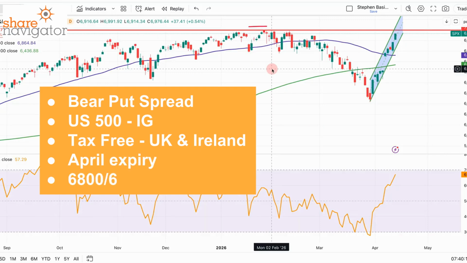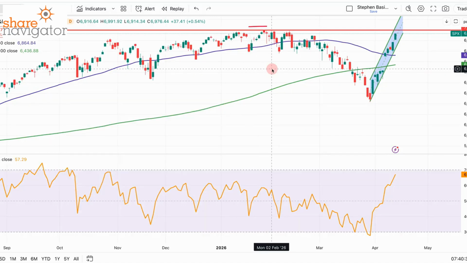So that's going to be beneficial for people in the UK and Ireland who can put on a bear put spread tax-free. The principles are the same, so for people who are viewing this outside of the UK and Ireland, you can do this in your Interactive Brokers account using MES or SPY or whatever you want to do.